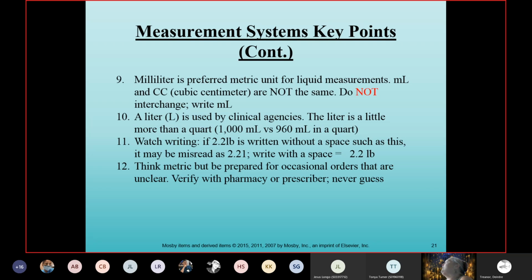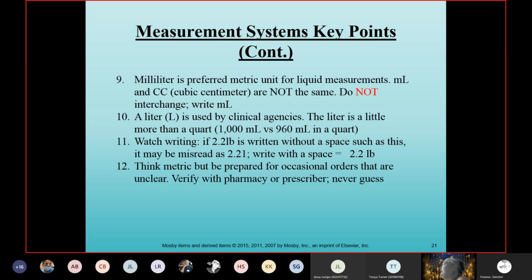Anyways, milliliters are the preferred metric unit for liquids, not cc, which is cubic centimeter. They are not the same. Do not interchange them. You will not be using cc or cubic centimeter. You will only be using milliliter. Liters are used by clinical agencies. It's a little bit more than a quart. So 1,000 milliliters or 1 liter is equal to 960 milliliters in a quart.